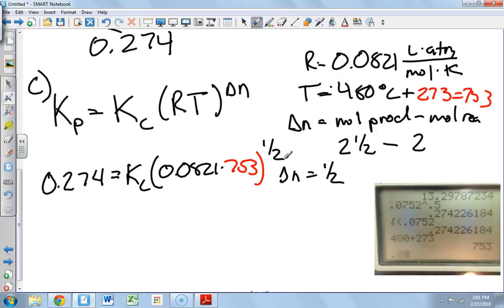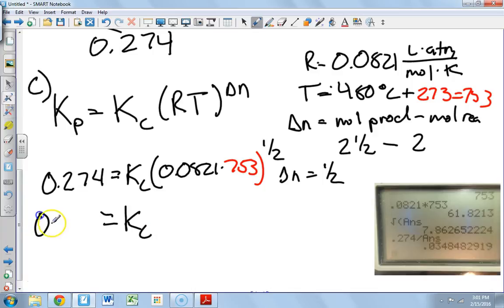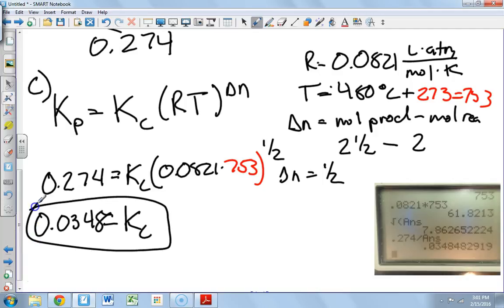So we do 0.0821 times 753, and then take the square root of that. Then we do 0.274 divided by that, and we get Kc equals 0.0348. So that combines a lot of things: manipulating Kp and Kc and being able to interconvert them is definitely a skill that I think you should keep in mind.